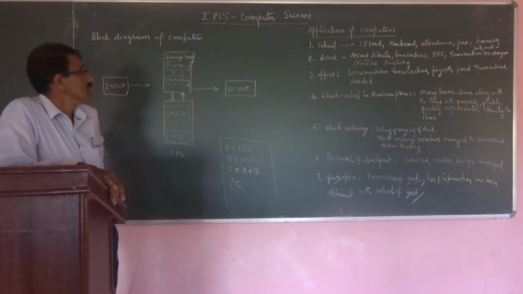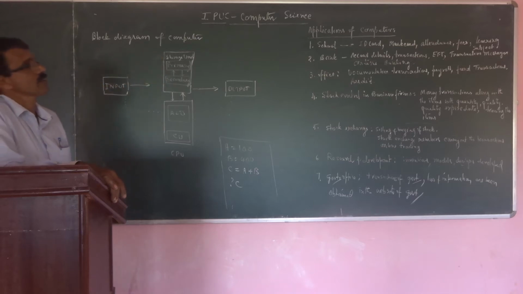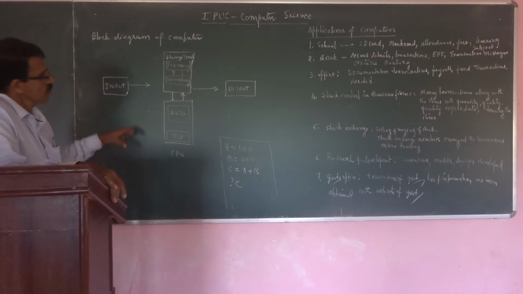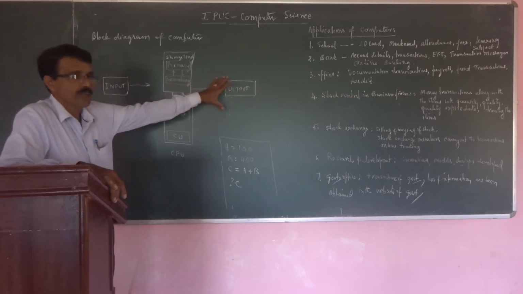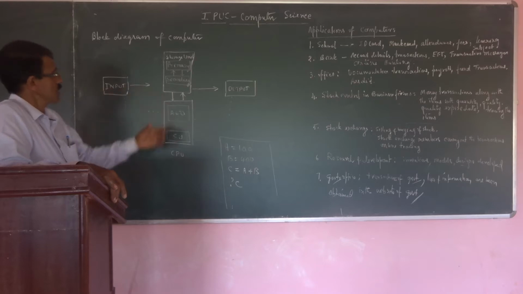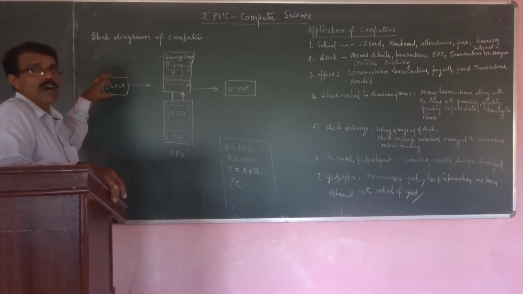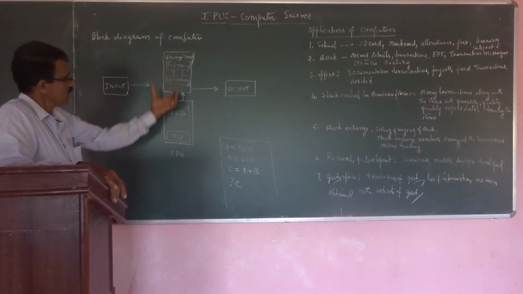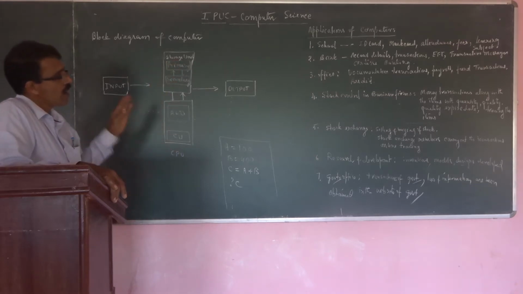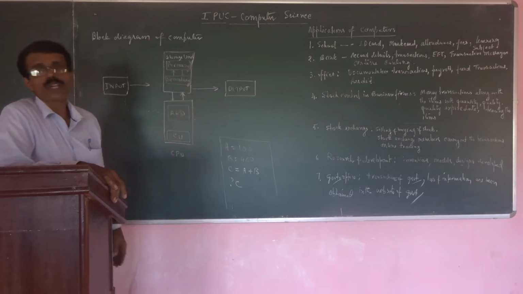We shall learn about the block diagram of a computer and applications of computers. In the block diagram, the input part is there, the output part is also there. In between, the central processing unit is there. The raw data you furnish into the system is taken for processing, and after processing it gives a certain output to the output device.